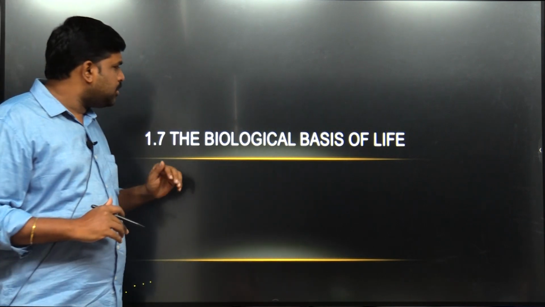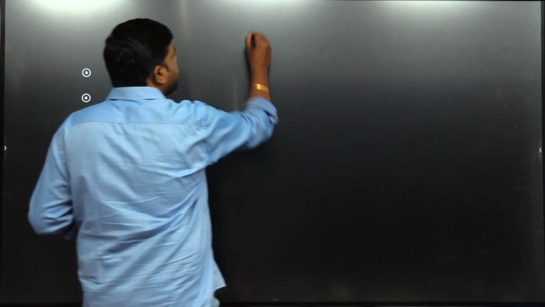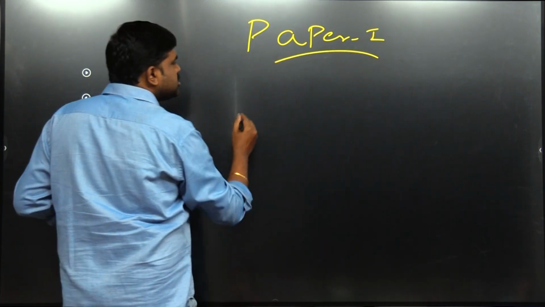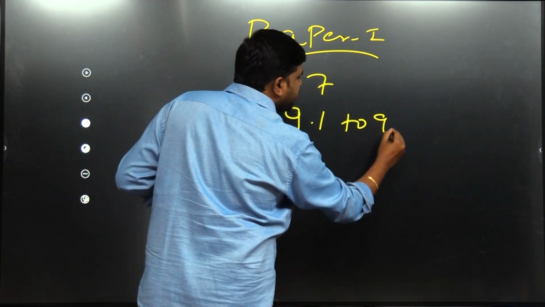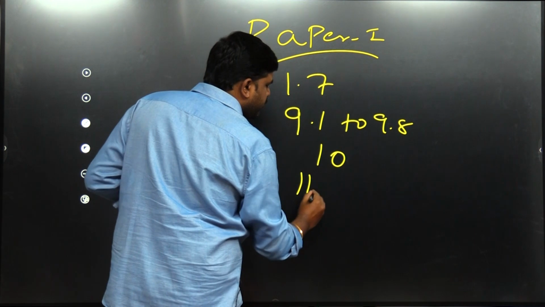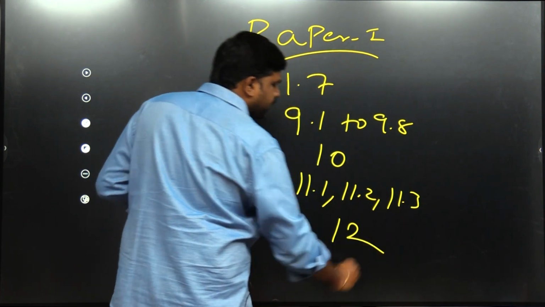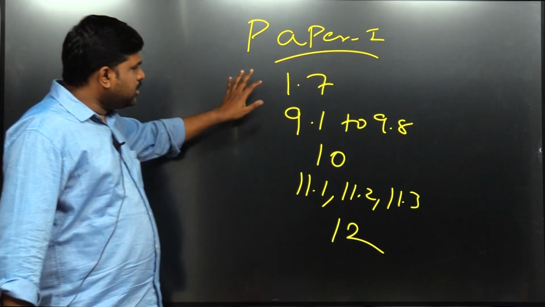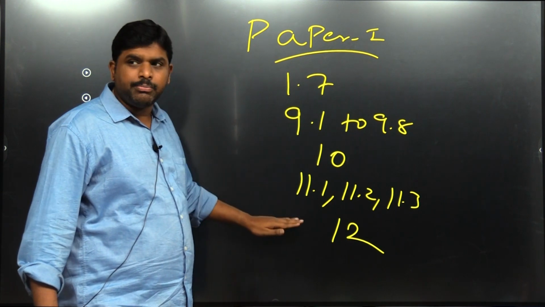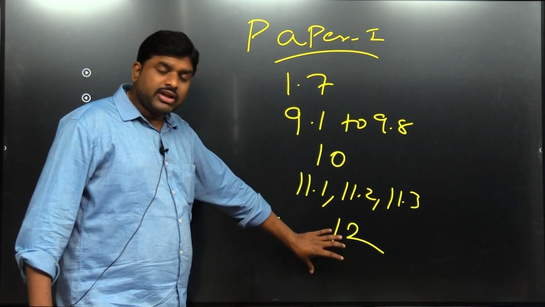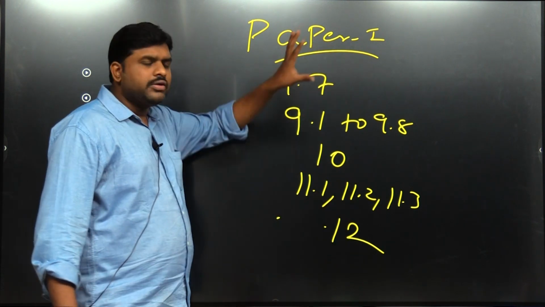So, this physical anthropology mainly consists of paper 1: 1.7, 9.1 to 9.8, 10, 11.1, 11.2, 11.3 and 12. This complete physical anthropology is 1.7, 9.1 to 9.8, 10 and 11.1 to 11.3. However, 12th is applications of anthropology, but we generalize it into physical anthropology.